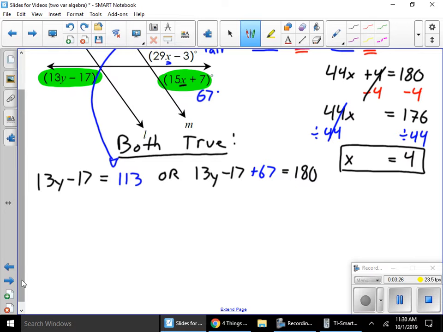I can add 17 to both sides. That gives me 13y equals 130. And then dividing both sides by 13 will give me that y equals 10.